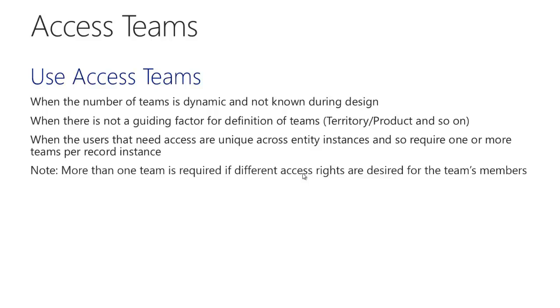Also, for access teams, another good fit would be if users require different access rights on the record. A record can be accessed by several access teams, and each team provides different access rights on the record. So let's say we have one team that provides read access on the account. You could have another team then provide read, write, and append access rights on the same account. So you can have multiple access teams for the same record or the same entity type.